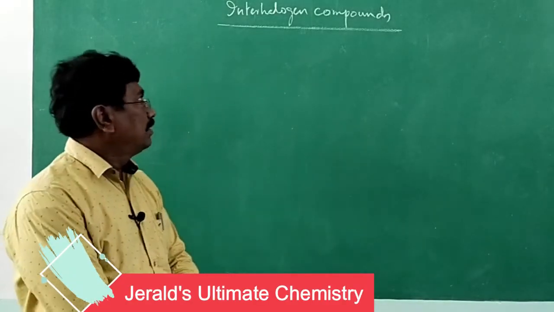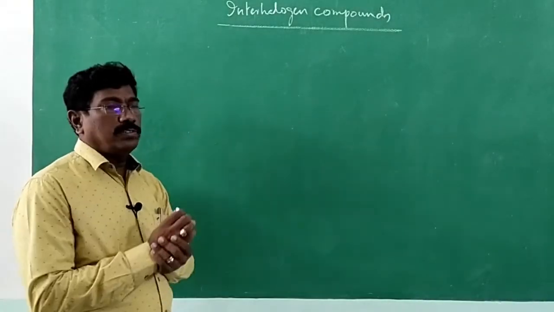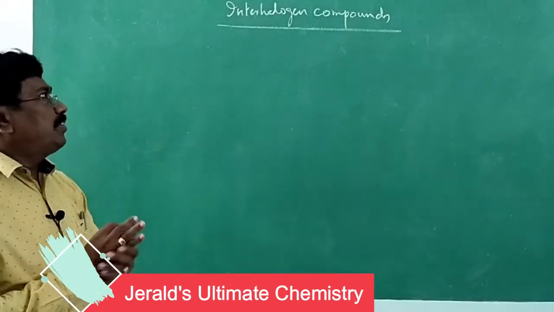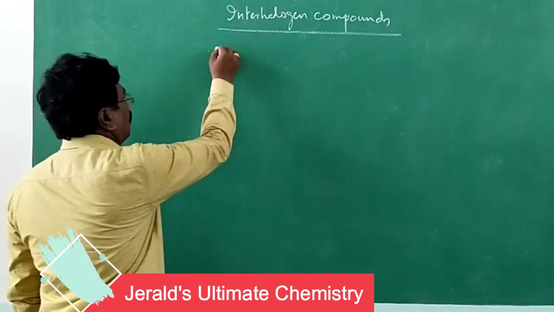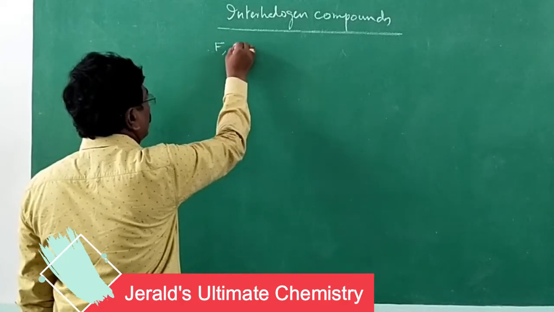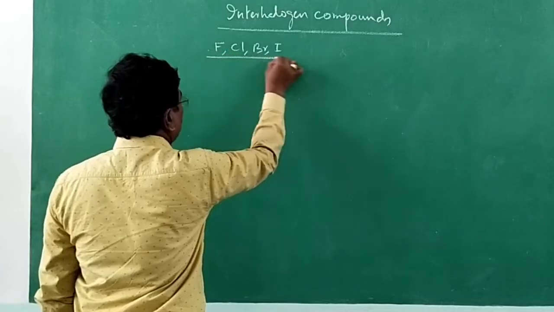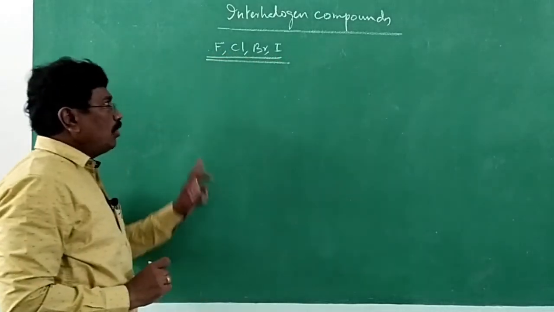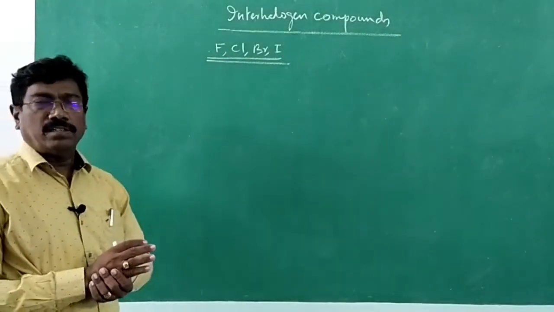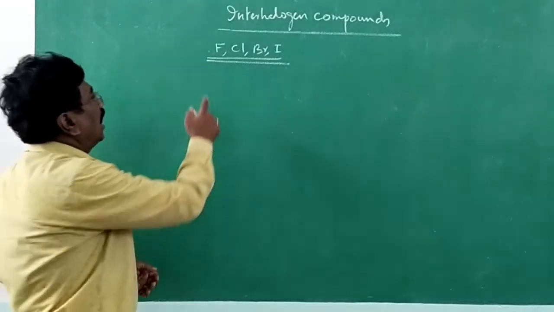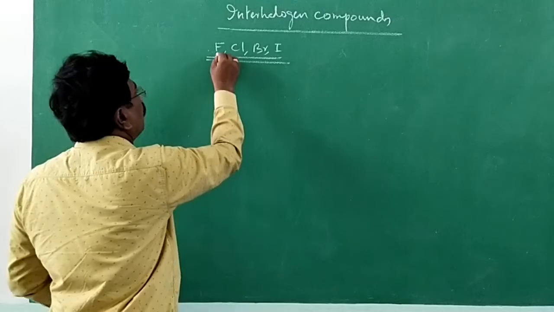Dear students, in this session we are going to see interhalogen compounds. Between halogen atoms, common halogens you may be knowing: fluorine, chlorine, bromine, iodine. Between these elements, only two elements get involved in the formation of interhalogen compounds. Usually, among the four, you should know it is more electronegative.